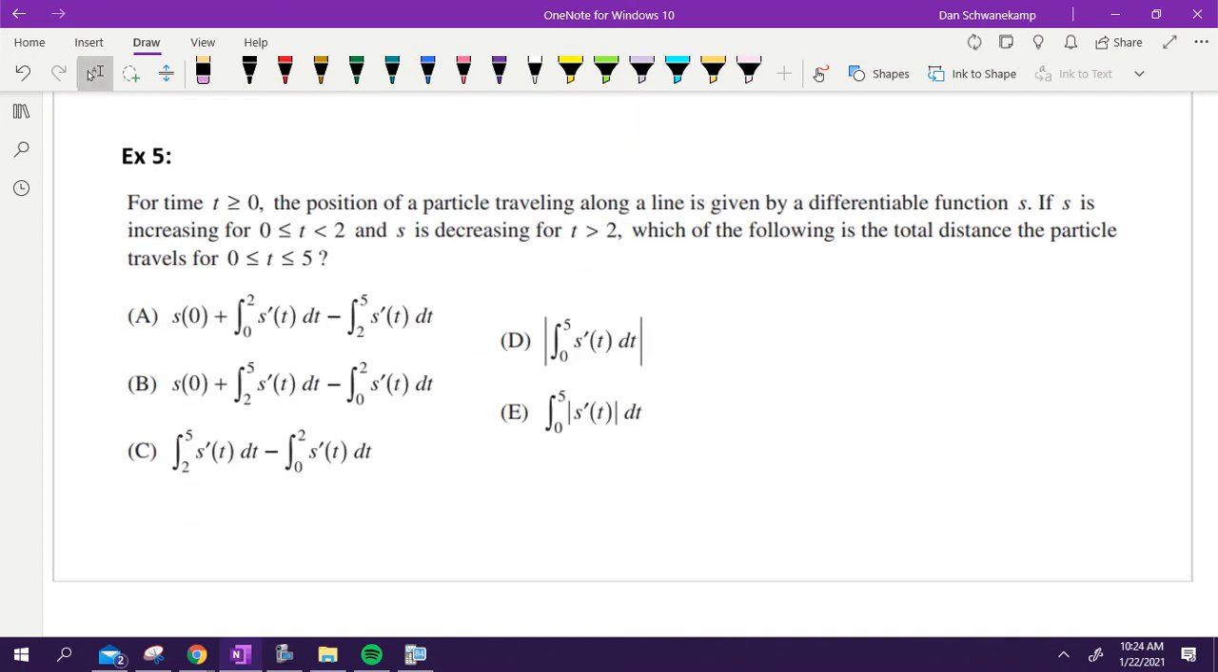Look at one last problem here. See what you can do on that story problem with your neighbors. See which one is the correct answer.